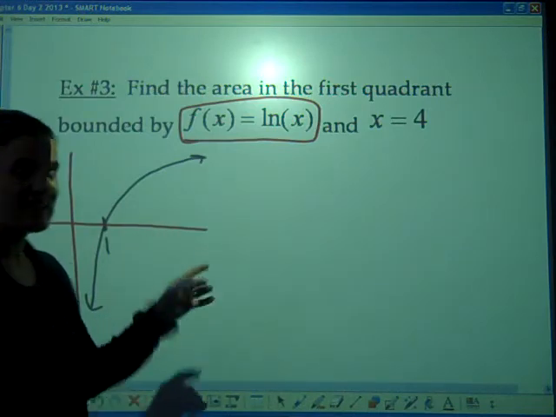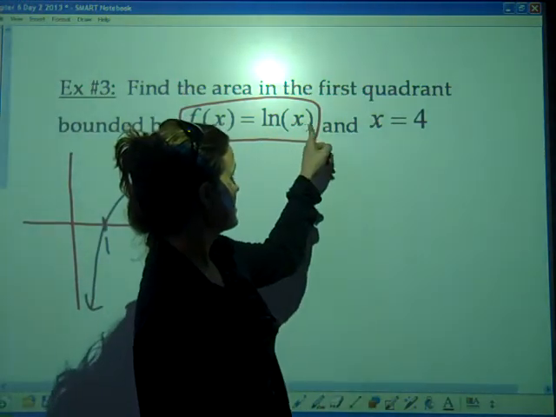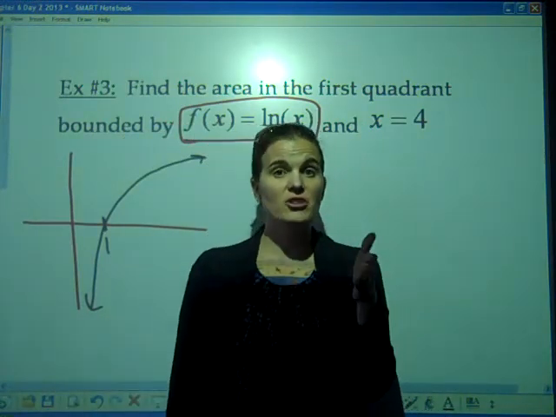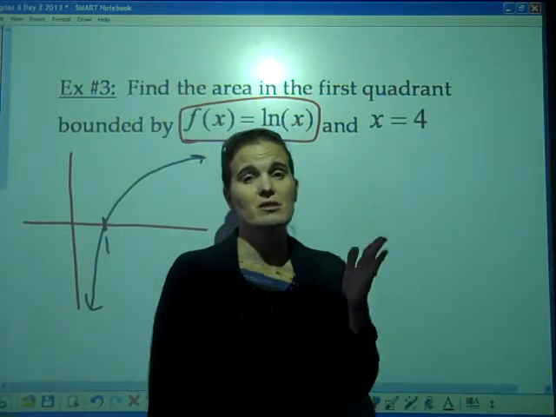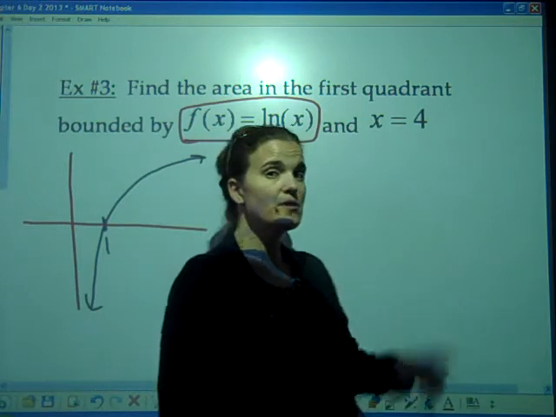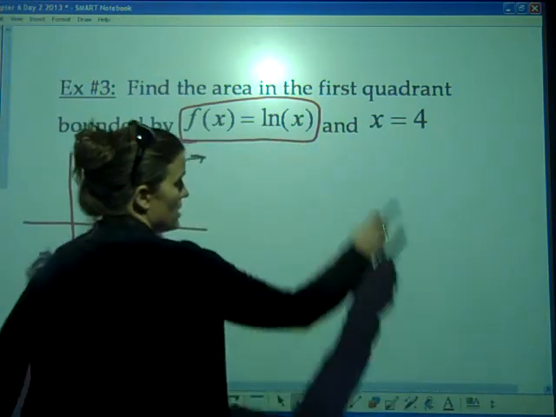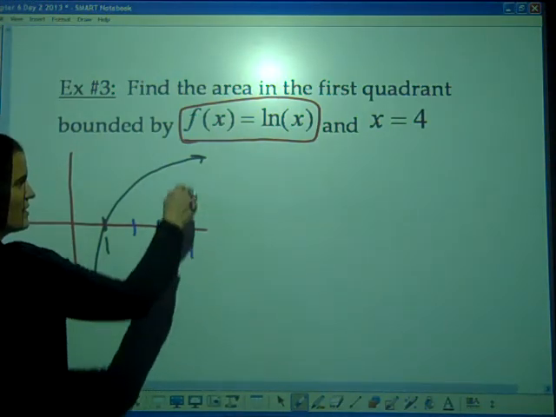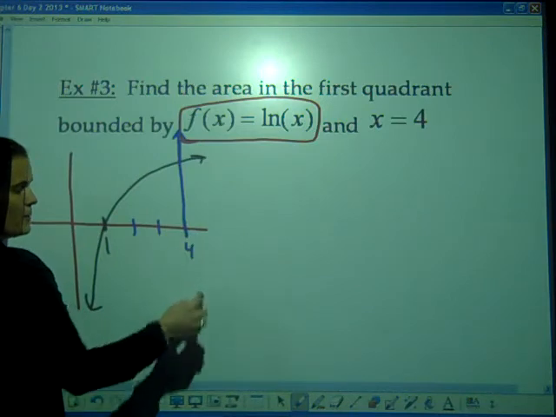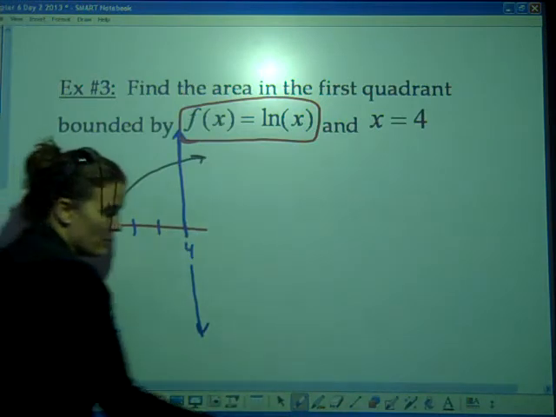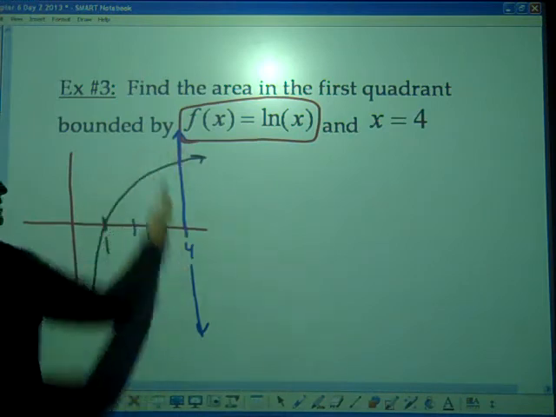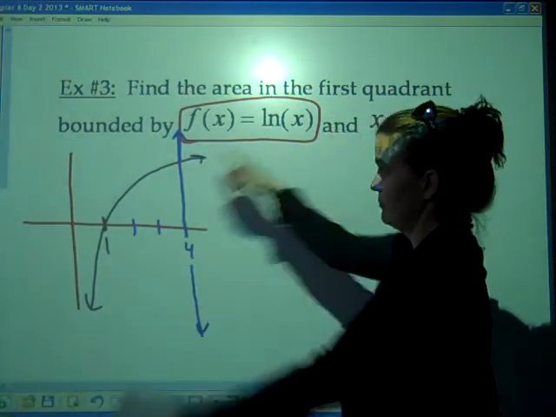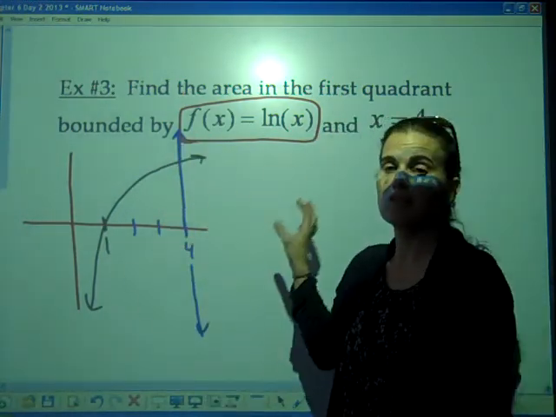If you were to try to type this in on your calculator, we could type in natural log of x, but x equals 4. Realize x equals 4 is a nice vertical line. And your calculator in function notation will not graph a vertical line because it's not a function. Okay, so if you have x equals a value, you have to know what that looks like. So if x equals 4, here's 4, so that is a nice vertical line through 4. Now realize if we just left it with natural log of x and x equals 4, we would not have a bounded area. We just have this point of intersection, but they would never cross again, so we wouldn't have a bounded area.